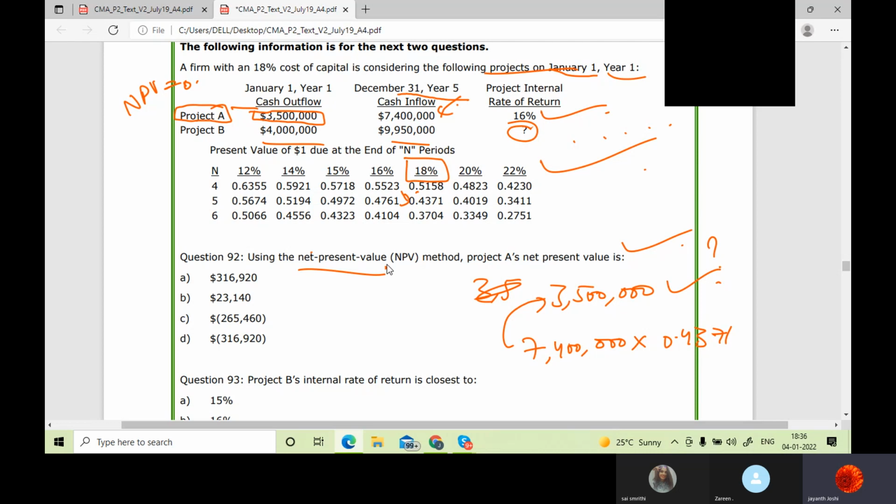What are you getting? 2,65,460. That's negative or positive NPV? It's a negative NPV, of course, because your present value of inflows is less than outflow. So this is your answer. You can check it. Yes, sir. Then on the backside, you find out the project B's IRR. I'm waiting for that.